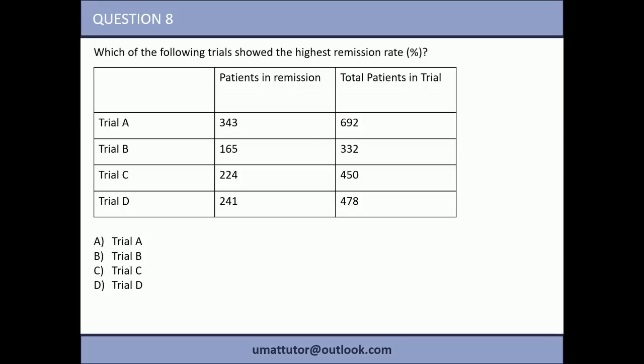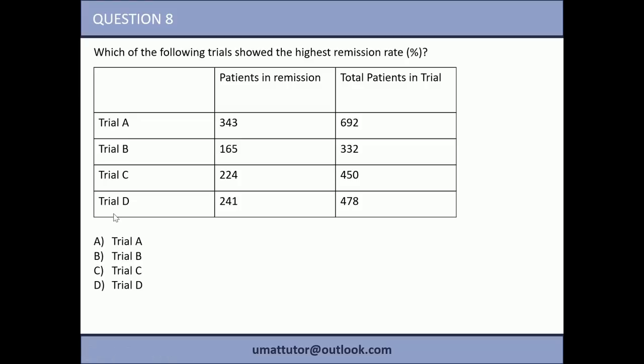So question 8, which of the following trials show the highest remission rate as a percentage? So you can see that we've got 4 trials here, A, B, C and D, and the first column shows the patients in remission, and the second one is showing the total amount of patients. So all we're really being asked is to work out this number on the left as a percentage of the number shown on the right for each of the 4 trials. That's really all the question is asking.